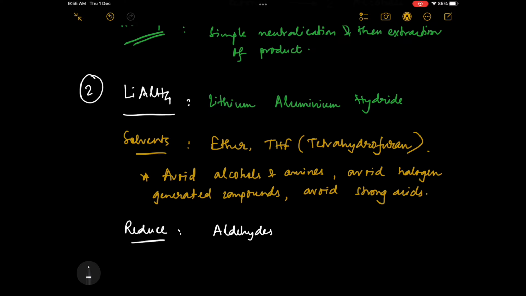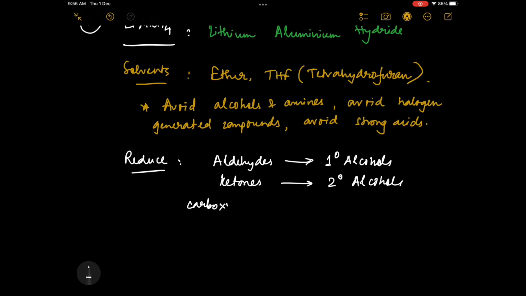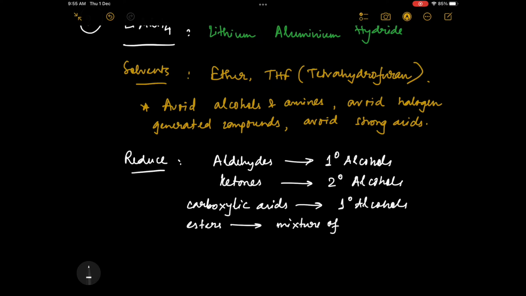As I said, this reduces aldehydes to 1 degree alcohols, and ketones to 2 degree or secondary alcohols. It also reduces carboxylic acid groups, if they are present, to 1 degree or primary alcohols. If there are esters present, then a mixture of two alcohols will be formed.